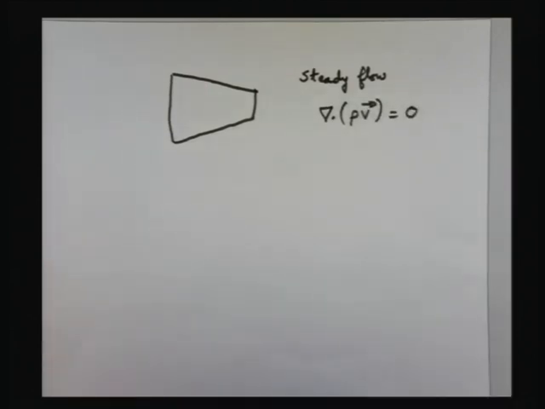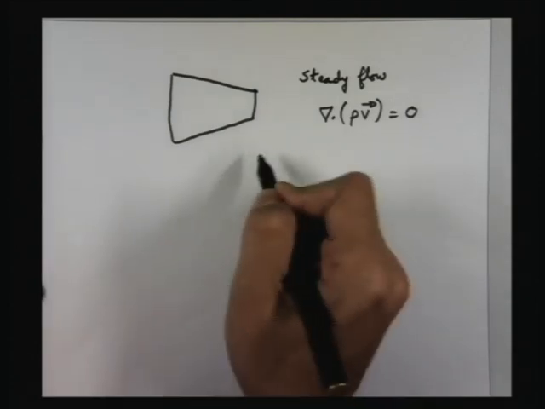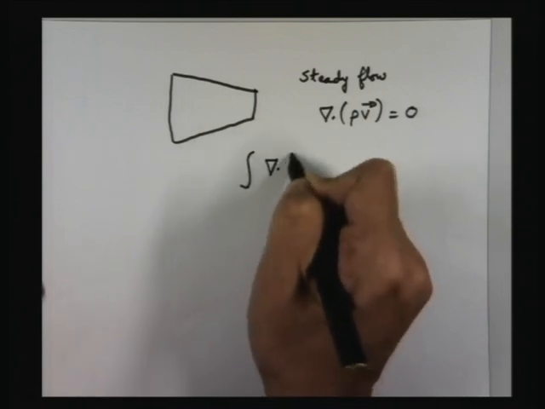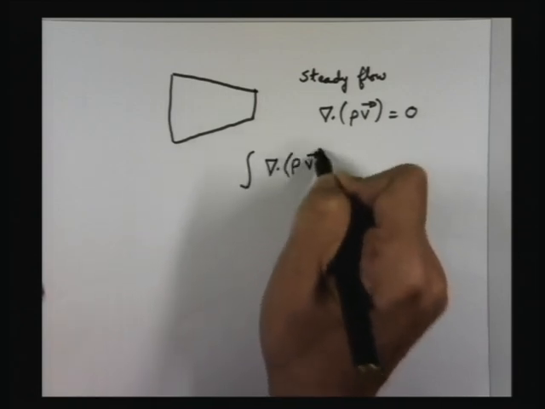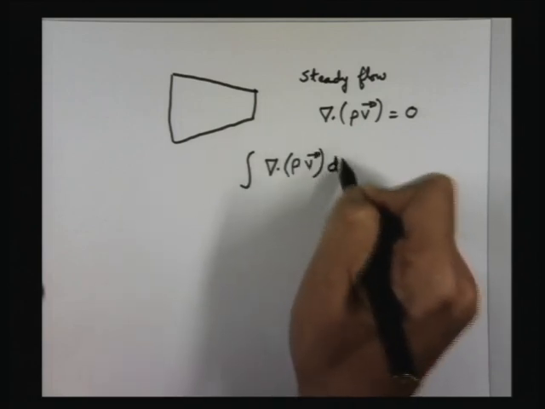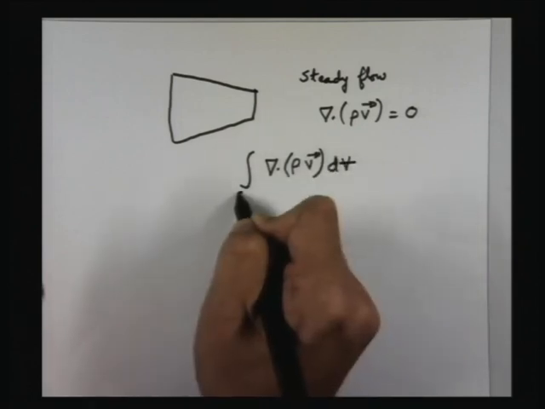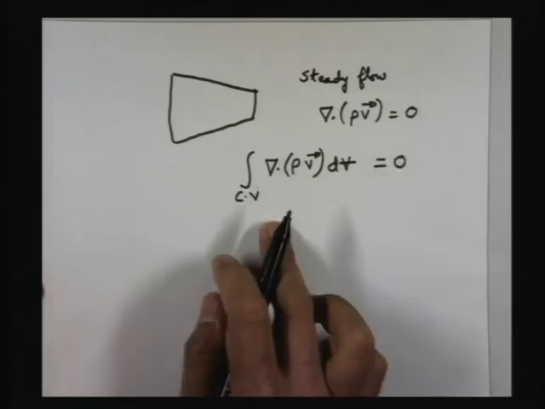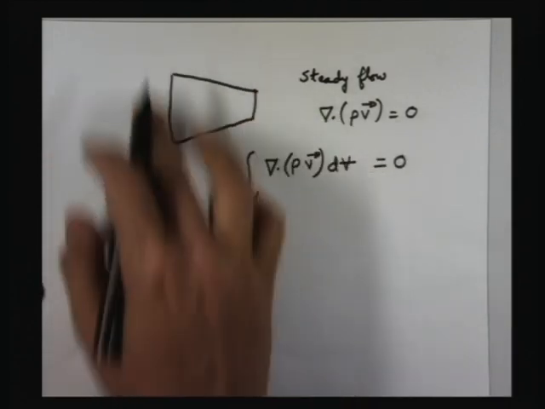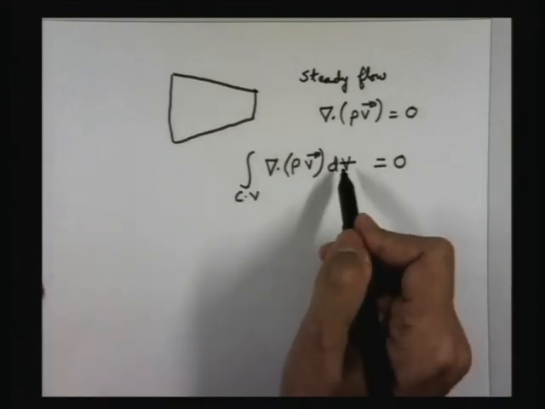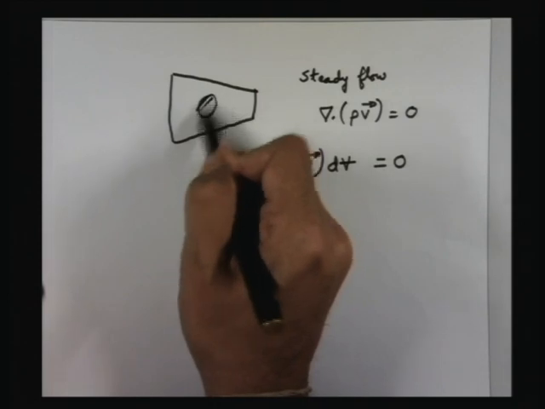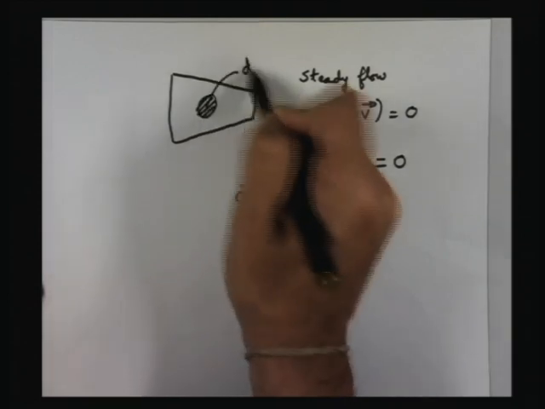To get the corresponding integral form of this equation, the first step is we integrate this equation over the volume of the fluid. CV means control volume. The control volume is whatever is drawn here, and dV is a small differential volume element. Let us say this is dV, chosen within the control volume.